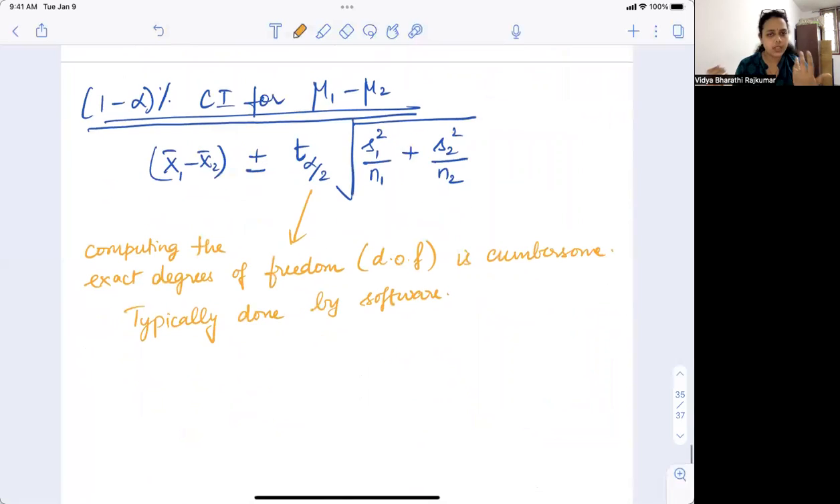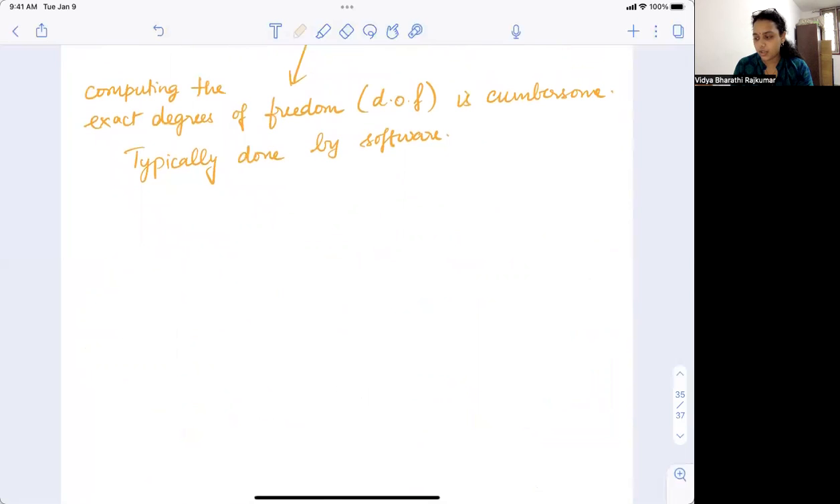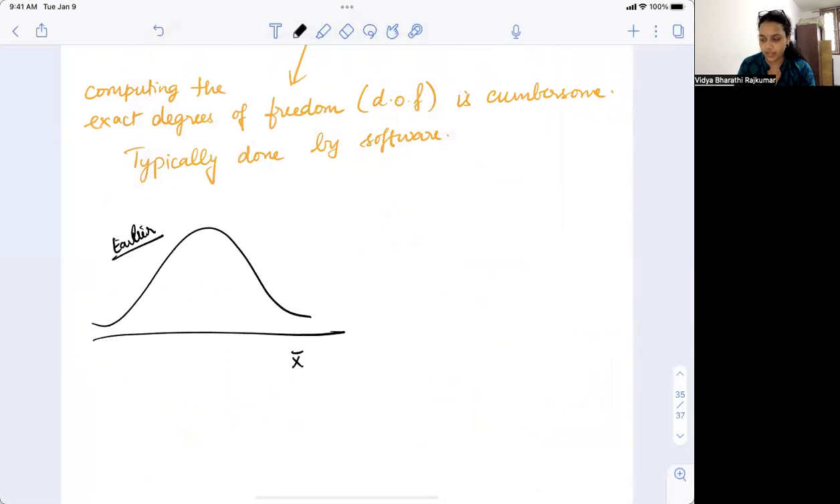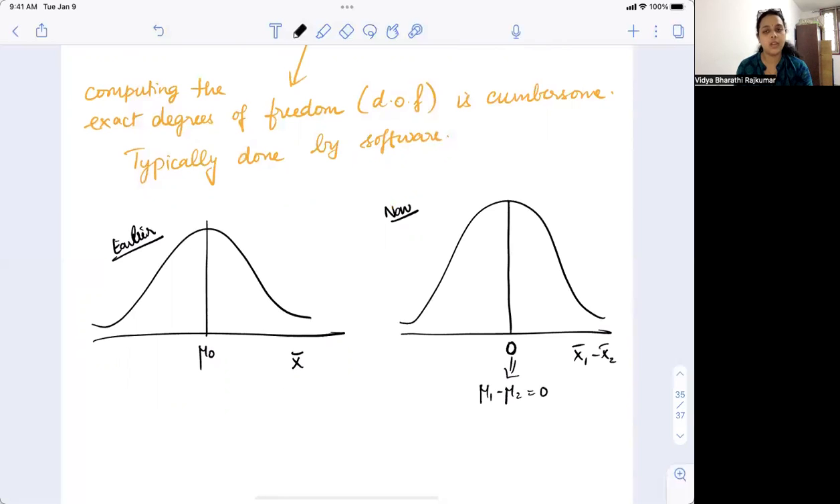It essentially proceeds in much the same way as our single sample hypothesis testing, except that earlier we were looking at the sampling distribution of X bar, where the center was at mu naught. Now we'll be focusing on the sampling distribution of X1 bar minus X2 bar, where the center is at 0. And the 0 is mu1 minus mu2 equal to 0. That is all the difference. You define rejection regions in much the same way.